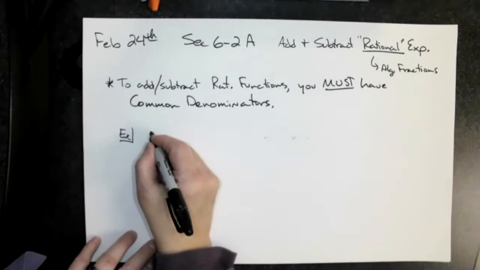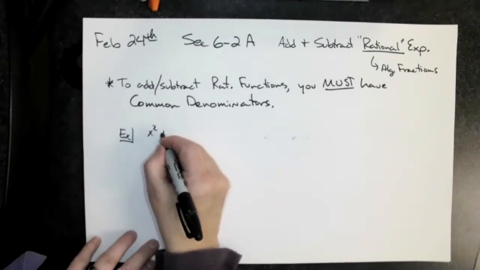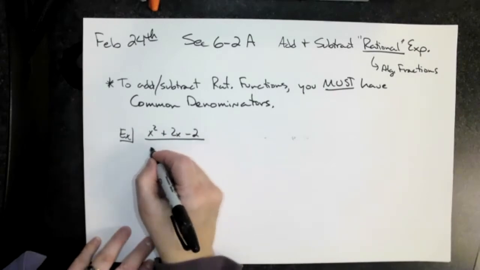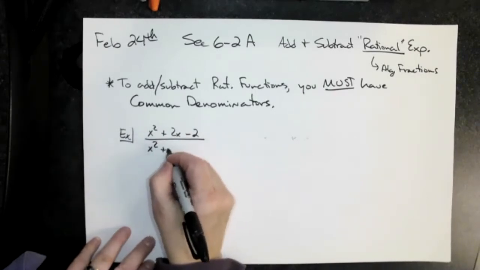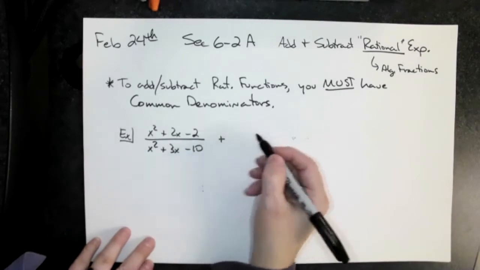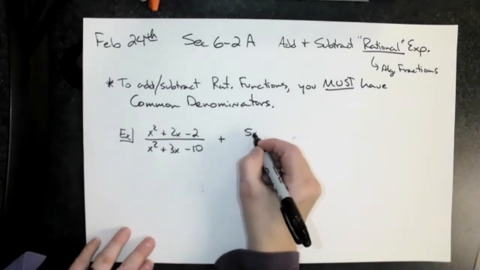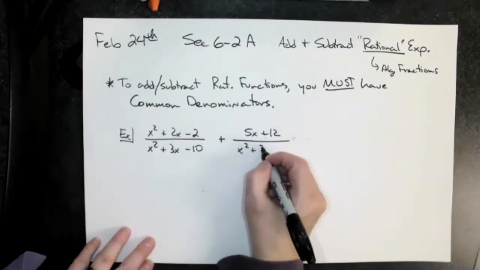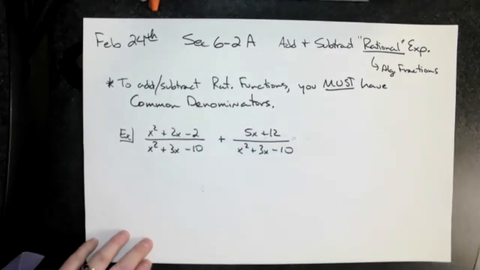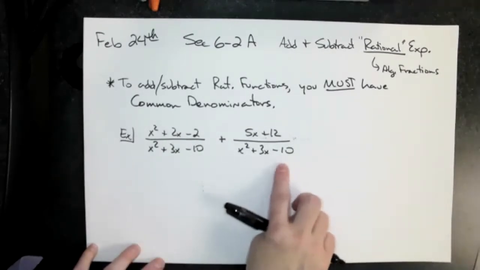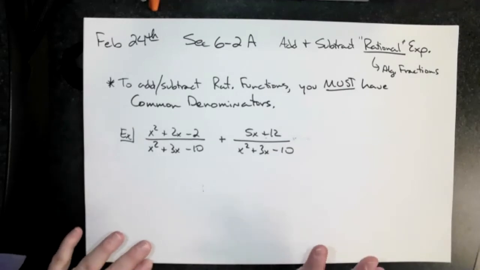So if I had something like x squared plus 2x minus 2, all over x squared plus 3x minus 10, and then I wanted to add to that 5x plus 12 over x squared plus 3x minus 10. All right, so we can look at those denominators. I already have matching denominators, so I don't have to worry about trying to get common denominators.